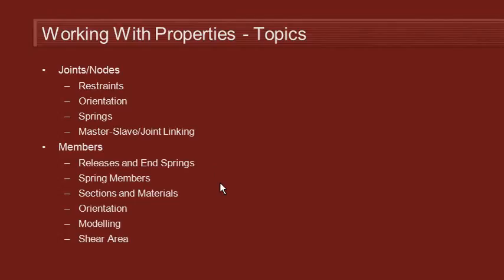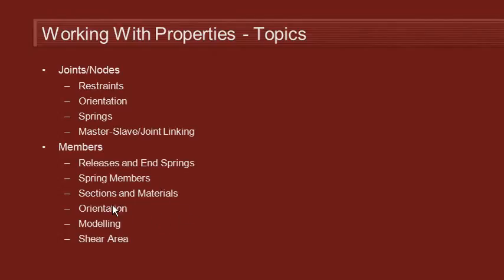When it comes to the property of members, we can specify the releases on members to specify the moment continuity at the ends, pinned or rigid, and for partial fixity we can use member end springs. If we want to model some arbitrary stiffness within the structure that's not explicitly modeled, we can specify a spring member and define the stiffness of that connection directly.